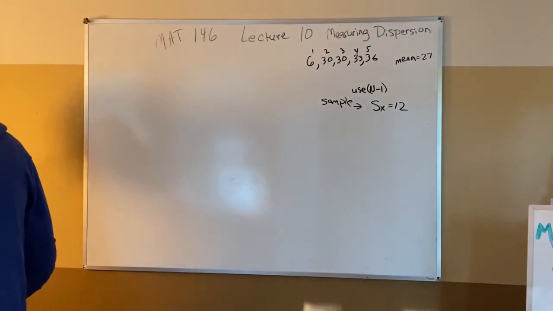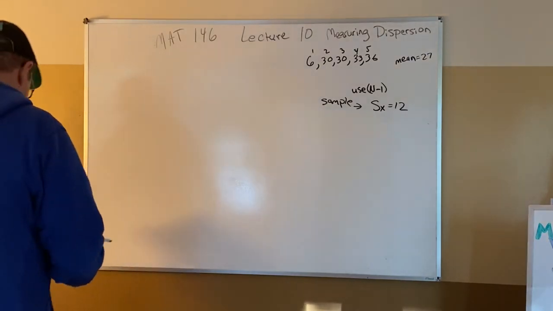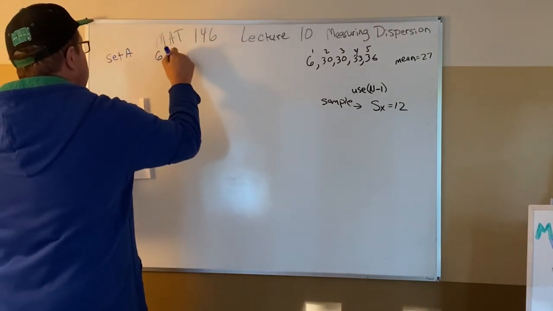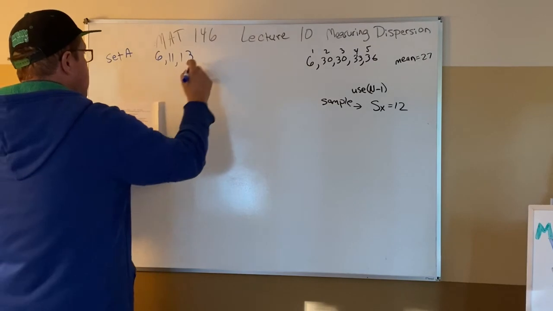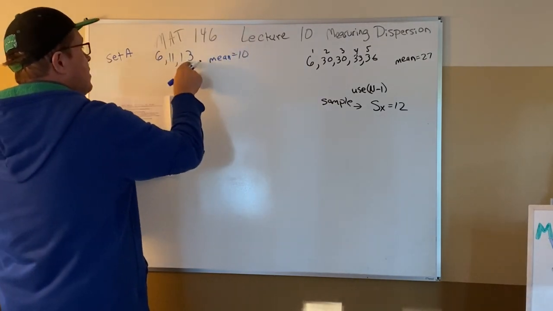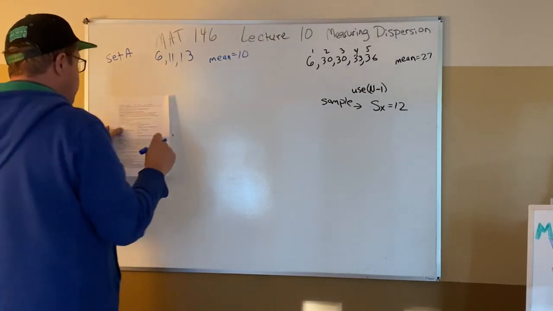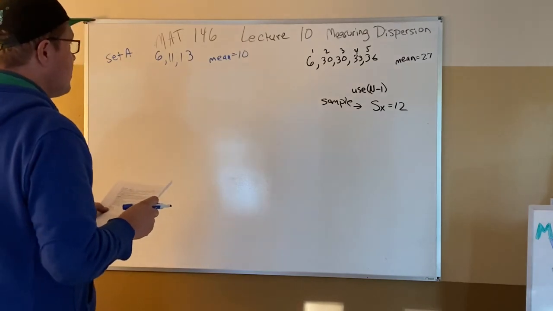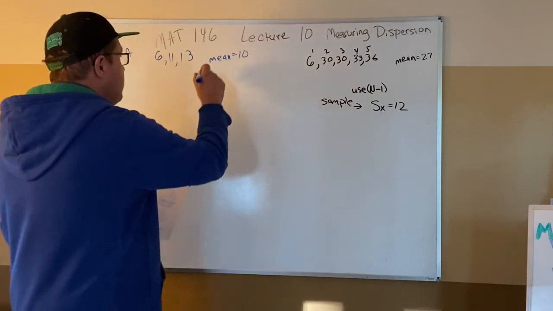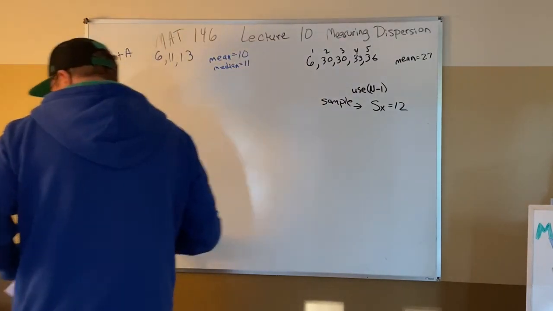First data set. Set A will be 6, 11, and 13. The mean equals 10, because you get 6 and 11 for 17, and 13 makes 30, divided by 3 is 10. So they have the same mean, and they have three values, and they have the same median, 11. Because I'm going to put the other one over here.